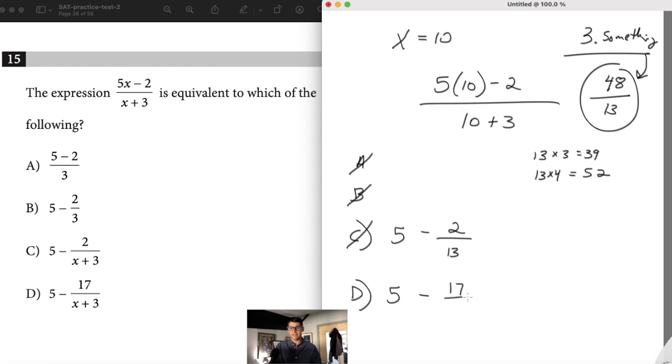5 minus 17/13. Well, 17/13 is more than 1. So if you subtract more than 1 from 5, you're going to be left with 3 and a little bit, right? If you subtract 1 from 5, you get 4. If you subtract more than 1 from 5, you're going to get less than 4, but more than 3. That's exactly what we want.